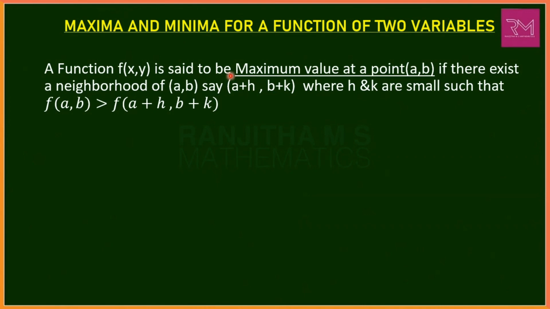That means to obtain the maximum value at a point (a, b), we have to consider another point near (a, b). Say (a+h, b+k) is a neighborhood for the point (a, b), where h and k are very small values, such that f(a, b) is greater than f(a+h, b+k). That means no other point is greater than the point (a, b). If this is the condition, we can conclude that the function f(x, y) has a maximum value at the point (a, b). This is the definition of maximum value.